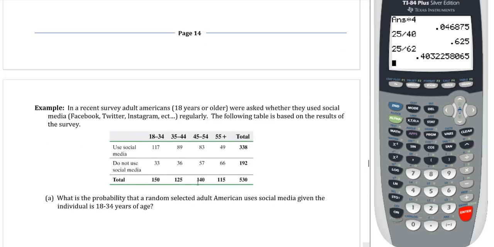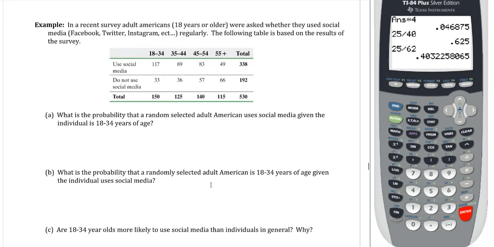Okay. One last question, and then we are done. In a recent survey, adult Americans were asked whether they use social media regularly. The following table is based on the results of the survey. So this table is already finished. We have the marginal distributions, which is good.